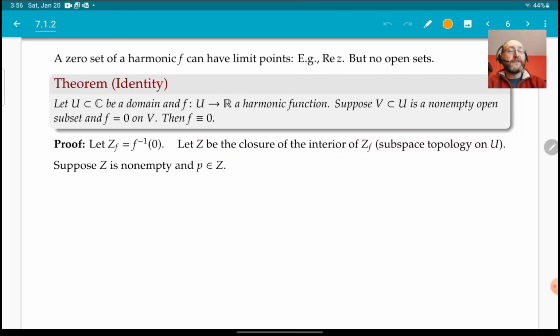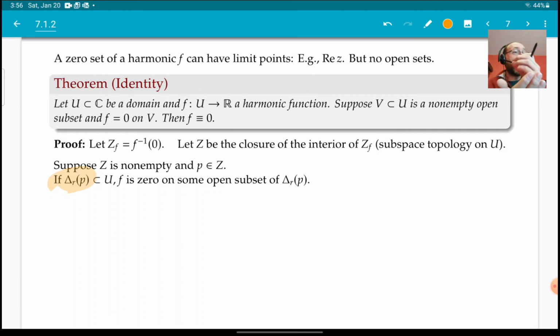All right. So suppose that Z is non-empty. If it's empty, then we're done. So suppose Z is non-empty, and pick a point p in Z. Z is a subset of U, so there's a small disk around p that's in U. And because Z is the closure of the interior of Z_f, there has to be some open subset of this little disk that is actually inside the interior of Z_f. So f is really 0 on some open subset of this little disk.